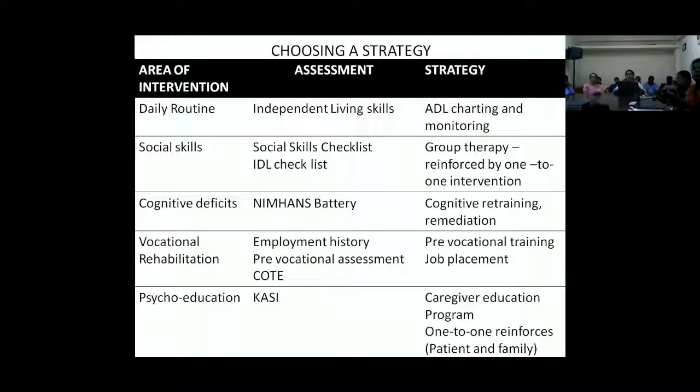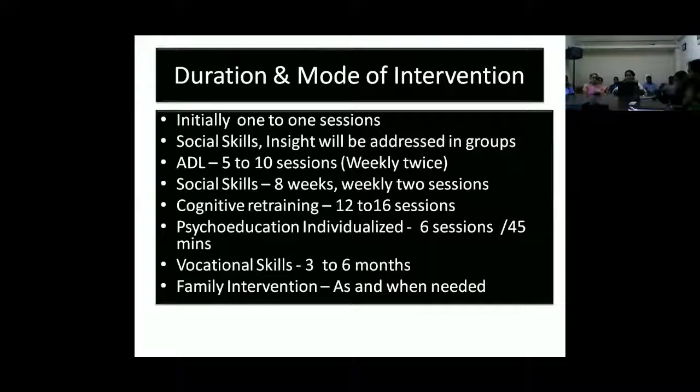This table is self-explanatory. It explains the assessments used for the needs identified and the strategies used to intervene. The initial sessions will focus more on building rapport with the client and the family. The need for intervention will be explained to them. So, it will be more of one-to-one sessions, and depending upon the comfort level of the client and the need, he or she will be engaged in group sessions. For example, if the client has severe deficits in social skills, initially he will be handled in one-to-one sessions with the therapist. Hence, I mean to say the sessions will follow a hierarchy.